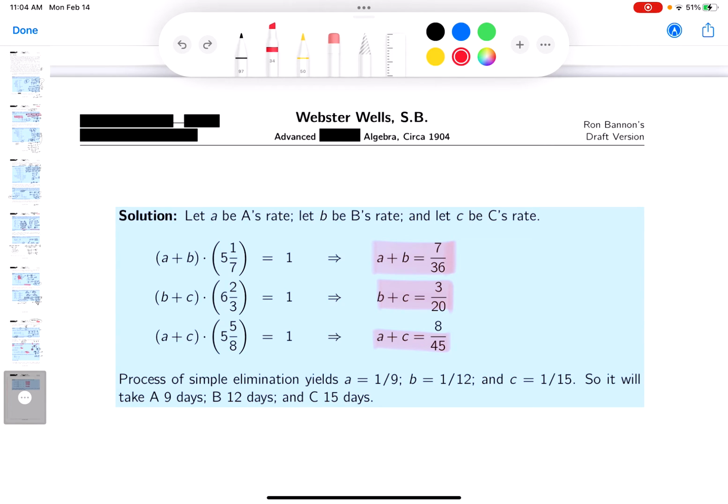Whoops, sorry about that. Well, I'm not going to do that. It's too complicated. I'm going to take these 2 equations here, and I'm going to eliminate B. And the way I do that, I'm going to subtract. So I'm going to take A plus B minus B plus C, which would be the same thing as 7/36 minus 3/20. Well, the question is, what do you get there? You would get, let's write that down, A minus C.